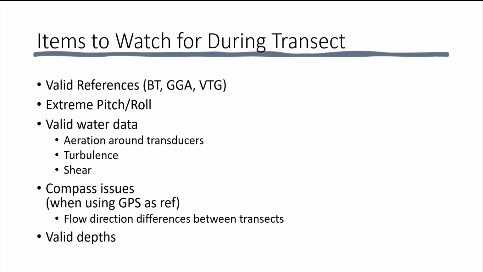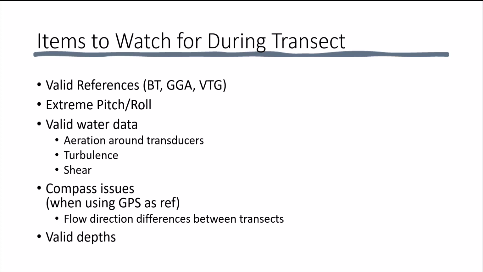During data collection, the computer operator needs to continually evaluate the data being collected. Are the navigation references valid? Is the ADCP in boat stable? Is there excessive pitch or roll? If so, what can be done to reduce it? Is the water track data valid? Is there any evidence of separation in beam intensities that may be caused by air on the transducers?